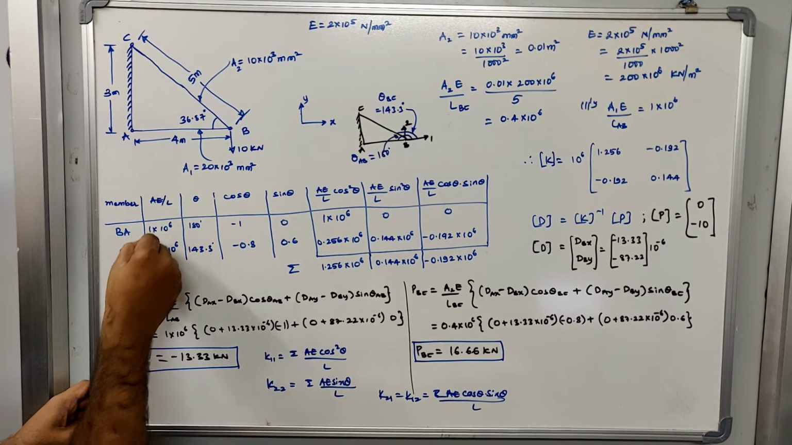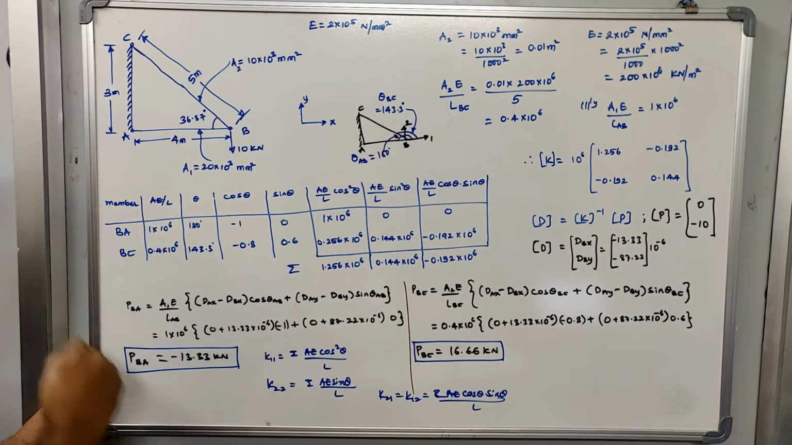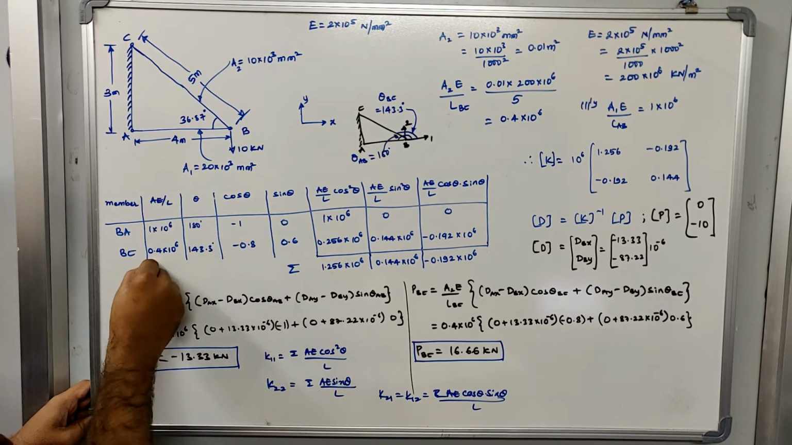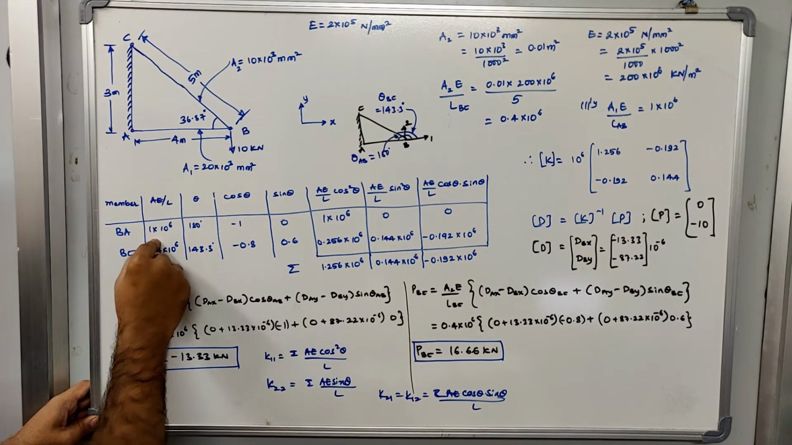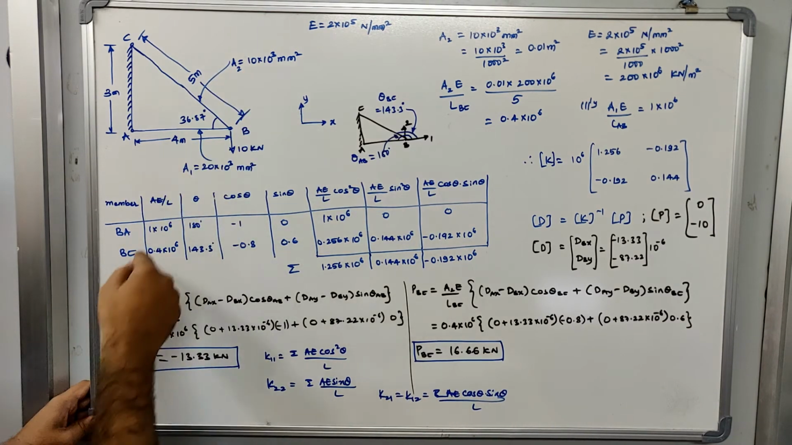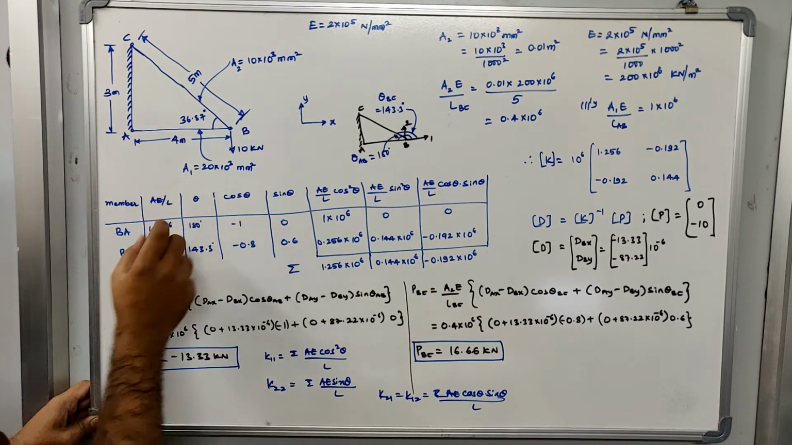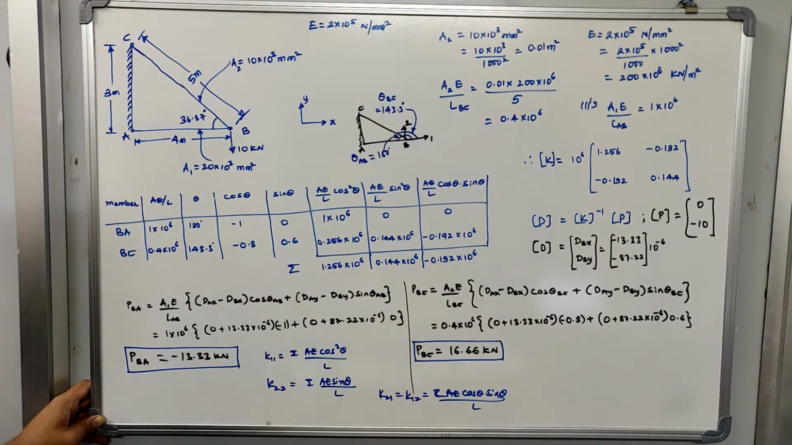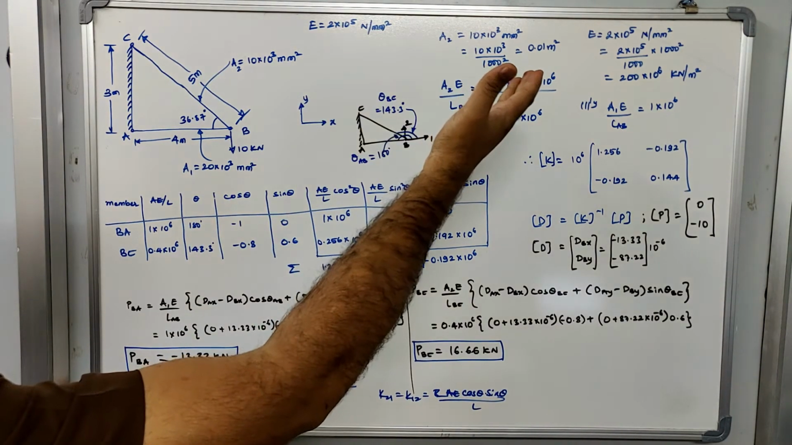So let us solve how much AE by L is for member BA, right? Similarly, we can solve the AE by L for member BC. So first let us look into AE by L for BA. The A value is given to you, which is here, okay? Similarly, the L value you already know, and the E value is also given to you, but you need to look into the conversion that is being done.